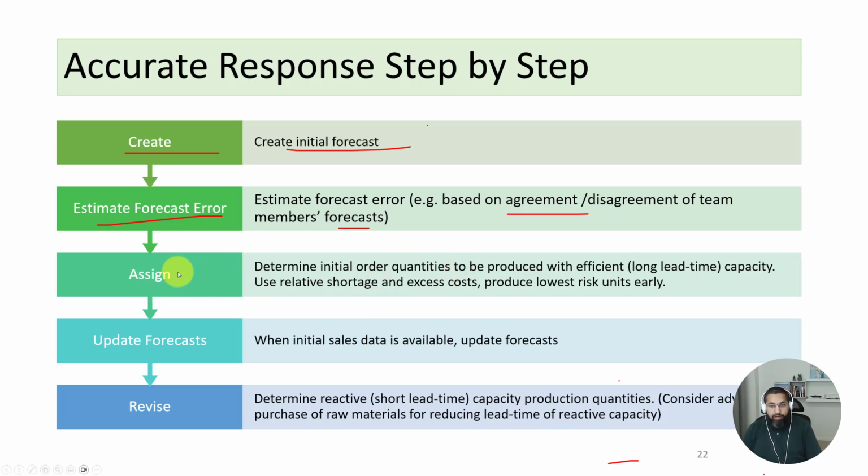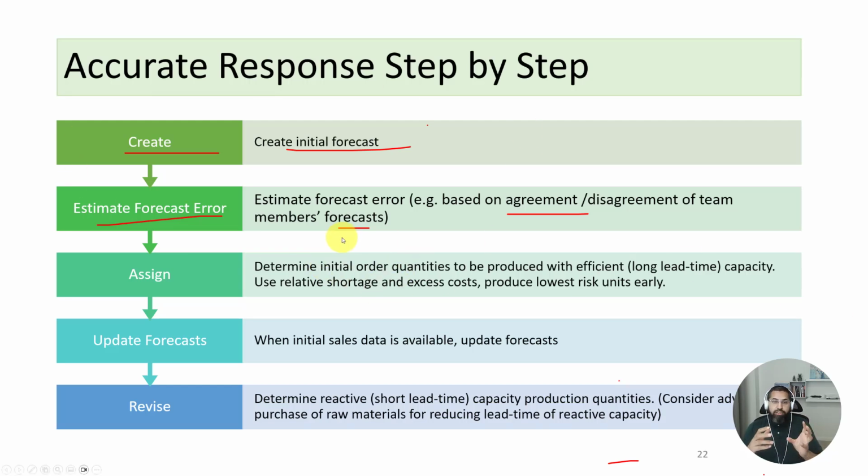Okay. Then we go to assign. So assign means you determine what quantity to assign to the efficient long lead time capacity. So for predictable items, you may assign most or all of the quantity to efficient capacity. For unpredictable items, you may only assign 30%, 40%, 50%, something like that, depending on how sure you are about what you'll be able to sell of those, depending on the forecast error, obviously, right?